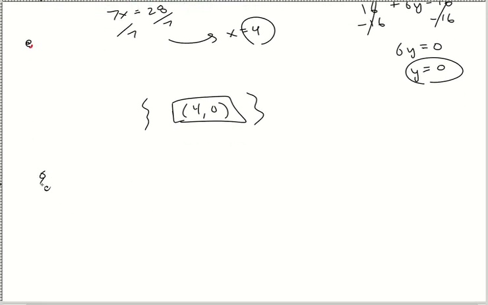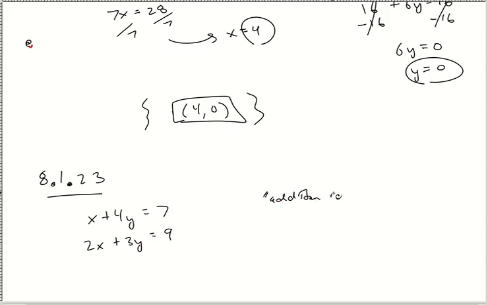Let's do another one. 8.1.23. I got x plus 4y is equal to 7, and 2x plus 3y is equal to 9. And they say to use addition rule. I guess I'm writing it kind of sloppy here, sorry.